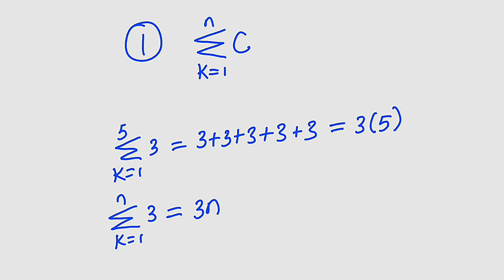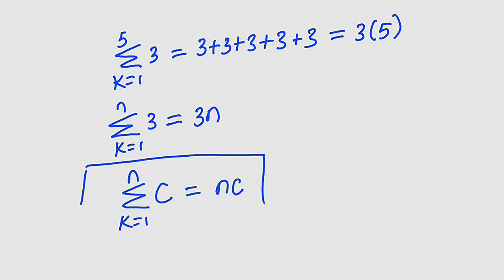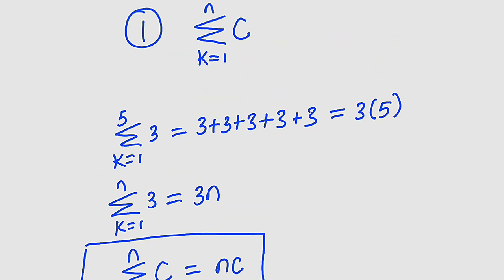But the question is, what if we replace 3 with c, because c is also a constant? So finally, you can see that the summation of c, which is a constant, from 1 to n is simply n multiplied by c. So we have established a formula for the summation of a constant from 1 to n. We are done with the first one.